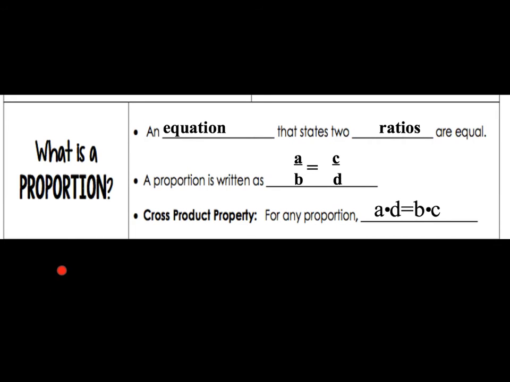Next, we're going to talk about what a proportion is. A proportion is an equation that states that two ratios are equal. So a proportion can be written as A over B is equal to C over D. When we use the cross product property, a lot of you say cross multiply, we will multiply A times D and B times C. So that's what we're going to be doing with our proportions. We're going to practice from page 2. We're going to do problems 11, 13, and 15 together.